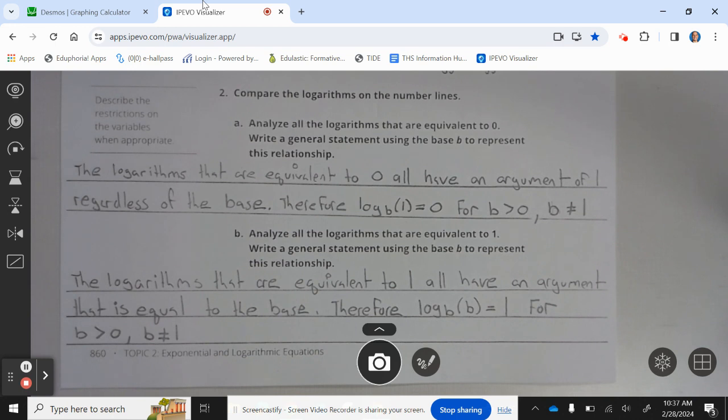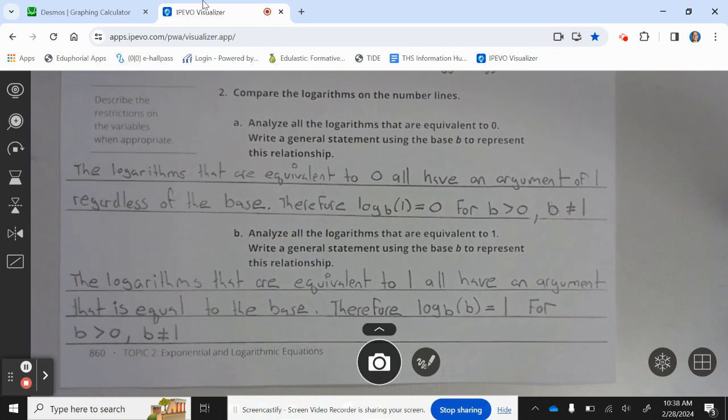B. Analyze all logarithms that are equivalent to 1. Write a general statement using the base b to represent this relationship. The logarithms that are equivalent to 1 all have an argument that is equal to the base. Therefore, log base b of b equals 1 for b greater than 0 and b not equal to 1.